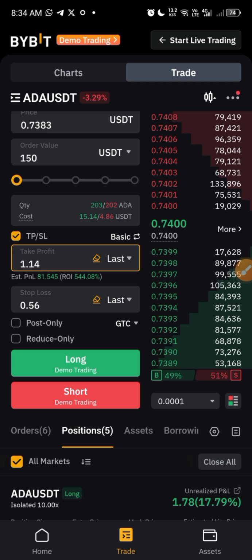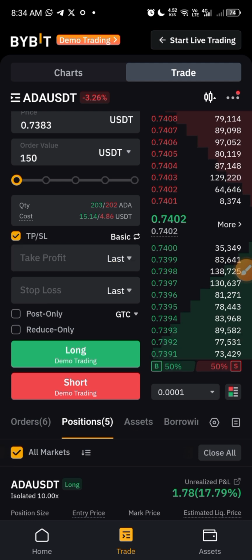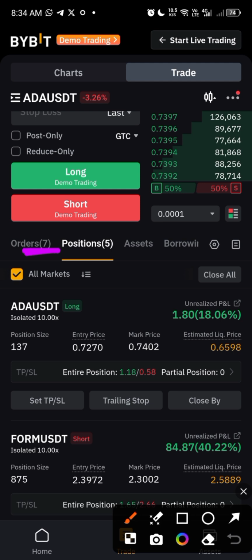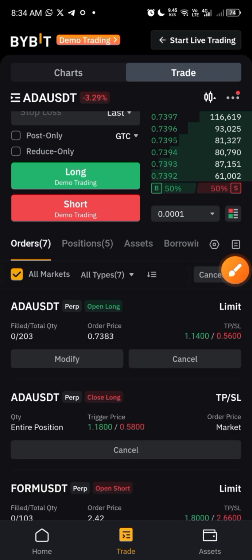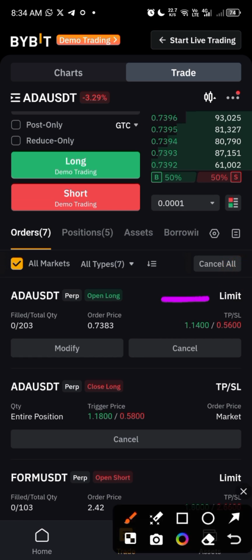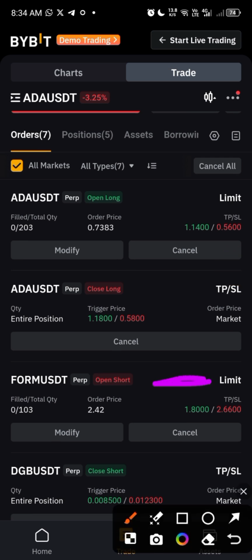Of course, we want to buy long, so I'll click on long right now. You can see that it's now in order. The other one has not bought because we are in limit. You can see orders I have 7, positions I have 5. That means the ones that are in queue have not bought. You can see it here, and that is in limit, it has not bought. Let me check for the other one. That is also in limit, it has not bought. So once the price gets to those points, it's going to buy.